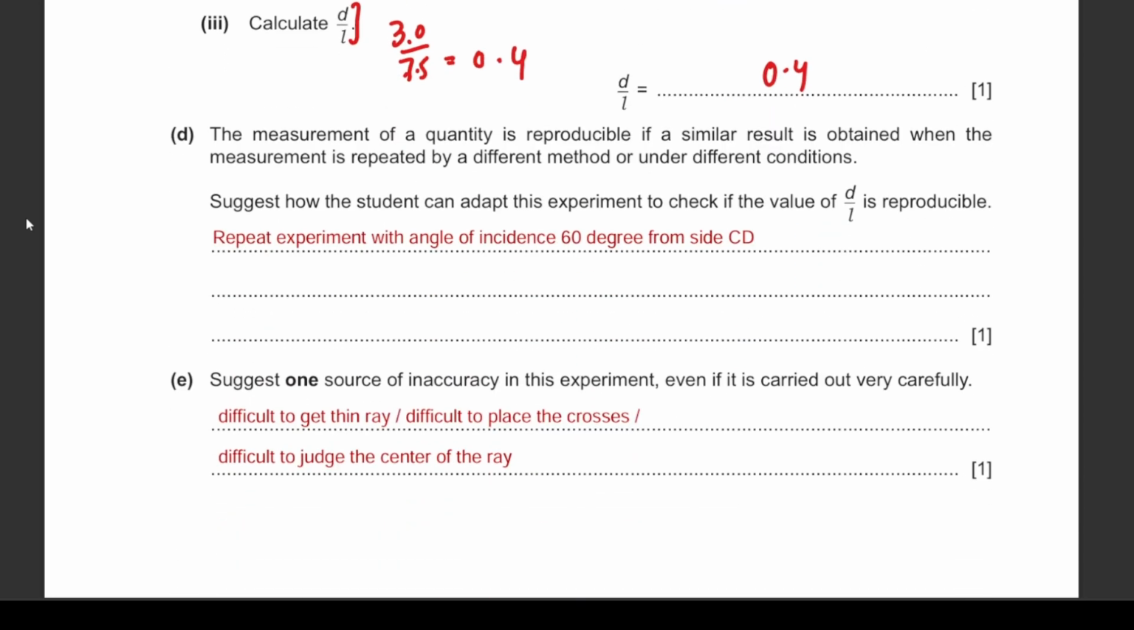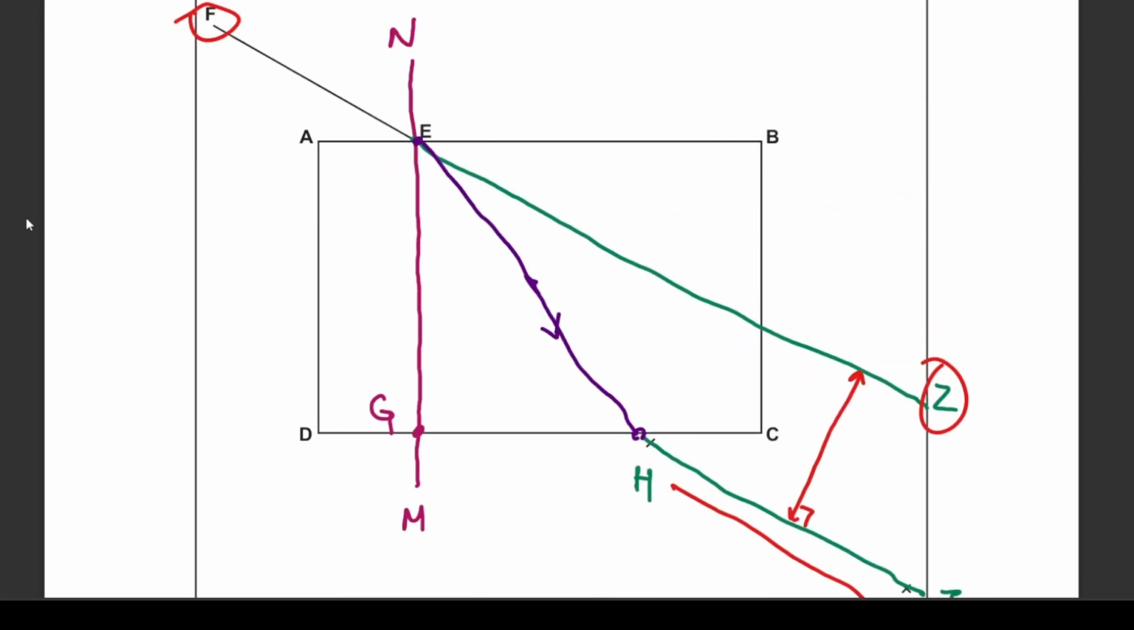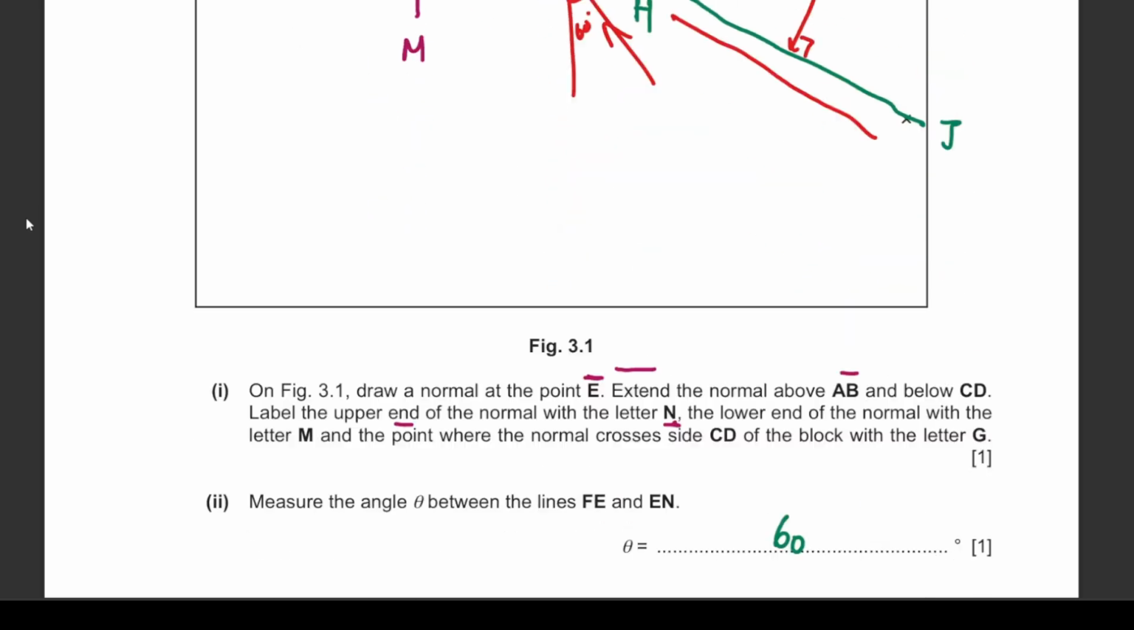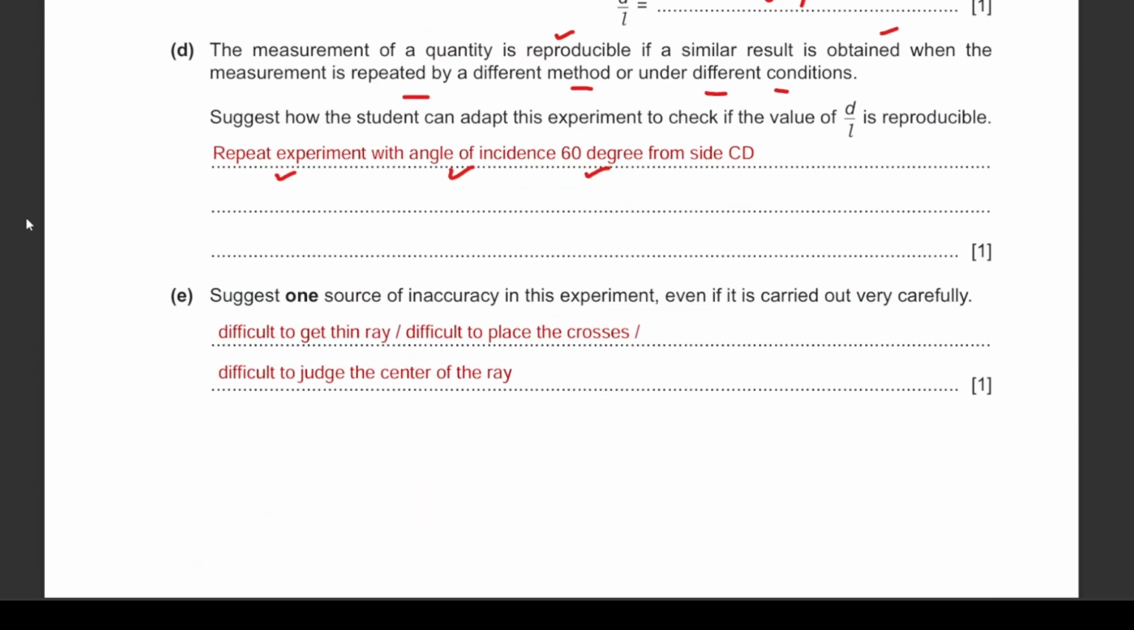The measurement of a quantity is reproducible if a similar result is obtained when the measurement is repeated by a different method or under different conditions. Suggest how the student can adapt this experiment to check if the value of D by L is reproducible. So simply repeat the experiment with an angle of incidence from the side CD. For example, just twist the block, and you're introducing the light ray from this side. Let's do it from this side with the same angle of incidence of 60 degrees, and it should produce the same results.